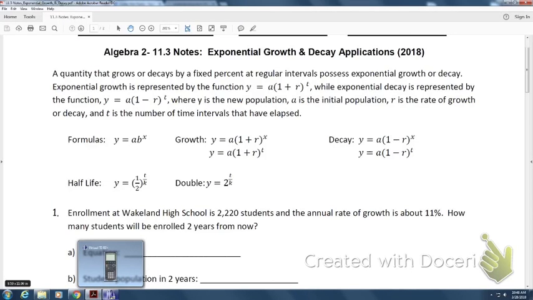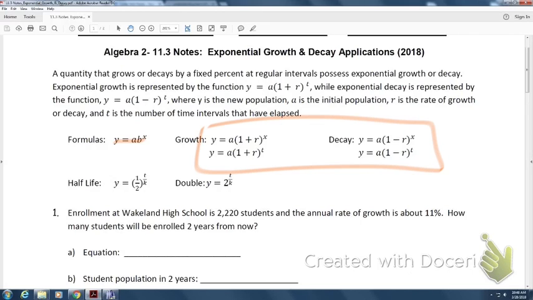Okay, so looking at these, I'm going to look at all these formulas. The a times b to the power of x, we have seen that before. That's what we've worked with. And we have done these, they just haven't been all typed out and laid out like this.